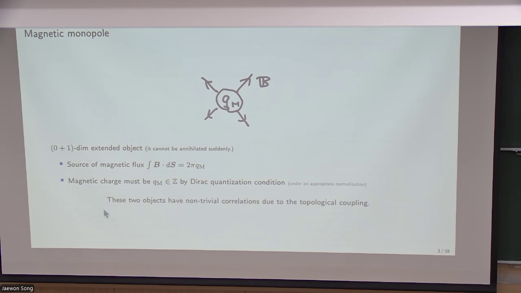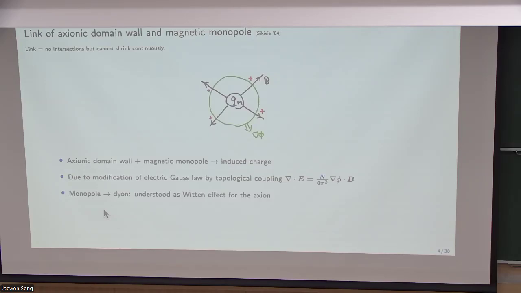And I'd like to show that these two objects can have non-trivial correlation due to the topological coupling. So for example, I'd like to consider the link of the axionic domain wall and the magnetic monopole. Here, link means that there is no intersection, but they cannot shrink continuously. So I would like to consider the axionic domain wall enclosing a magnetic monopole.